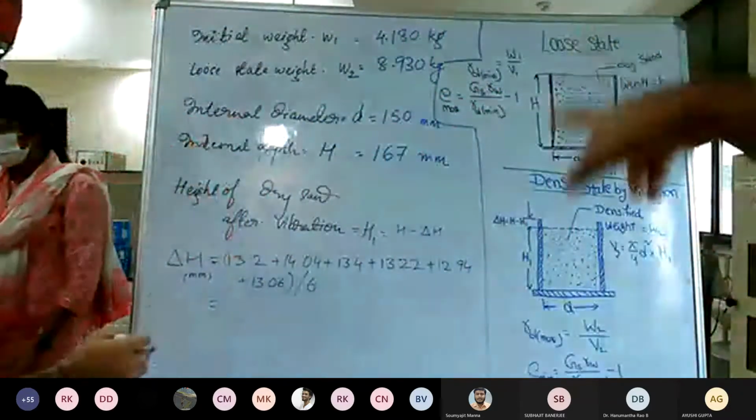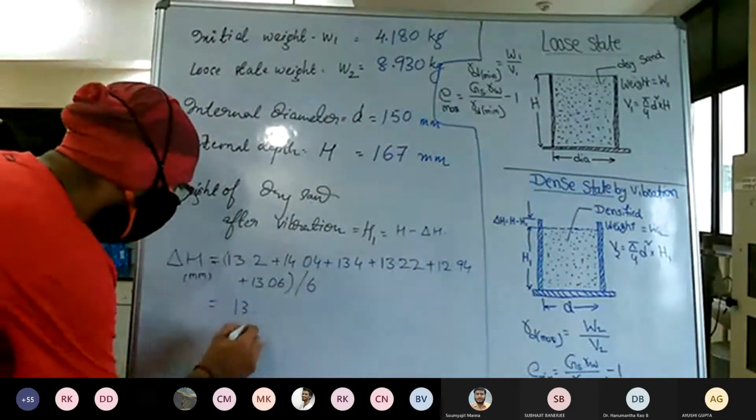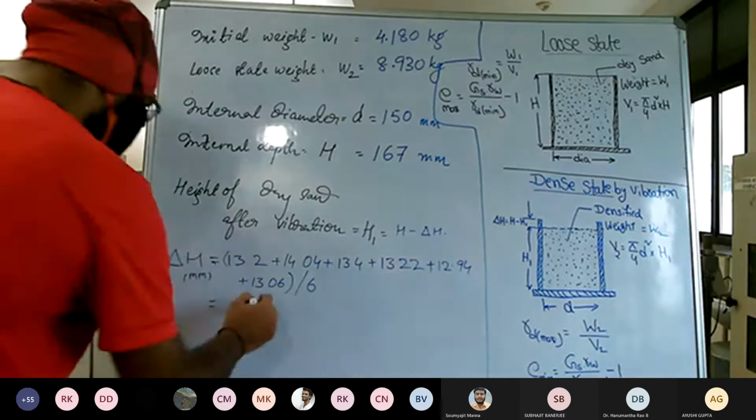Now we are giving all the results. It is your duty to calculate gamma d max, gamma d min, e max, e min, then calculate the DR. You can take any value of e to calculate the relative density. So you report the DR value directly by assuming some value of the void ratio.